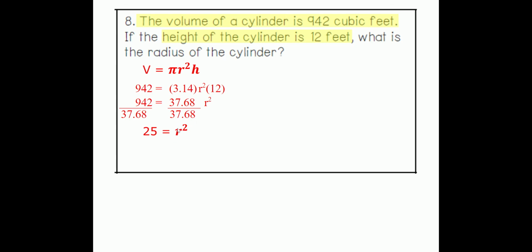And how do you get rid of the square on the r? Well, we use a radical or a square root. So we square root both sides, and we find out that the radius is roughly 5. So 5 feet is our answer.